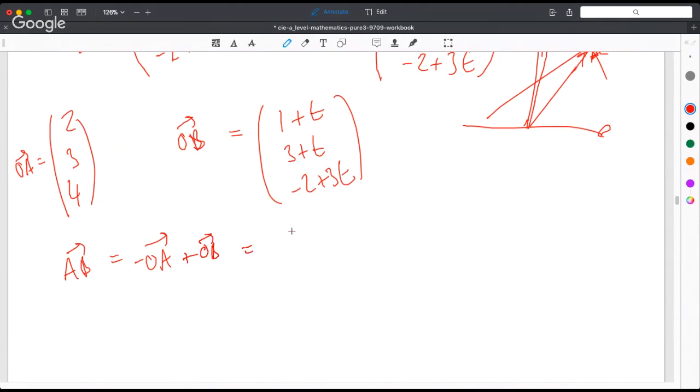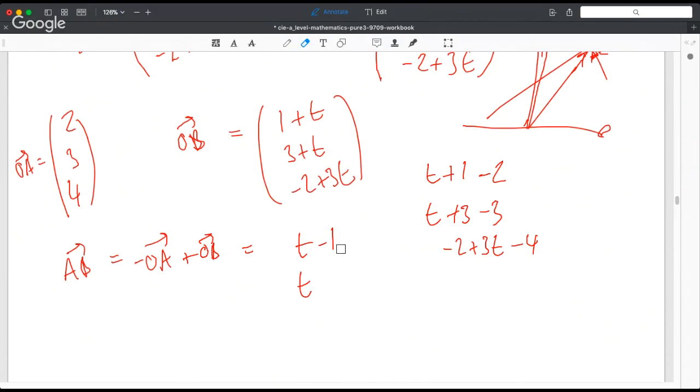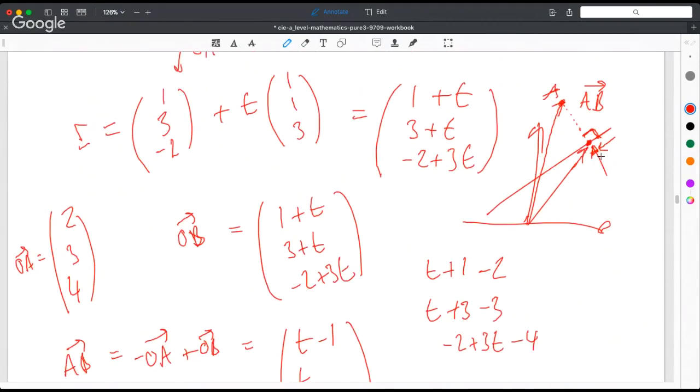Okay, so how do we do that? We just do T minus 1, and then T plus, so I'll put in the full working. So I'm just doing this term minus these ones, okay? So we had T plus 1 minus 2, T plus 3 minus 3, and then minus 2 plus 3T minus 4. So that gives us T minus 1, 0, and then 3T minus 6. Okay, so this is the line that takes us from A to B.